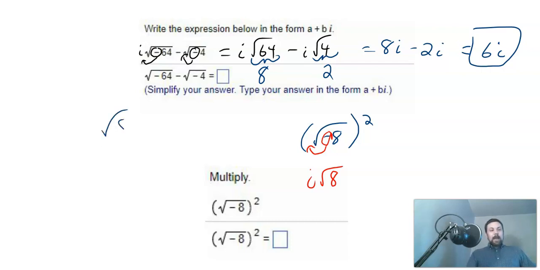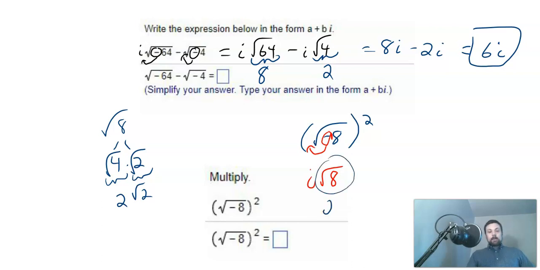So you have to rewrite 8 as 4 times 2. Right? You can't take the square root of 8, but you can take the square root of 4. So rewrite 8 as 4 times 2. Apply the square root to each separately. The square root of 4 gives you 2, and the square root of 2 doesn't do anything. You just copy it down. Right? So the square root of 8 is just going to be 2 square root of 2 when you simplify it. And then you have an I in front of that we had from the previous step.